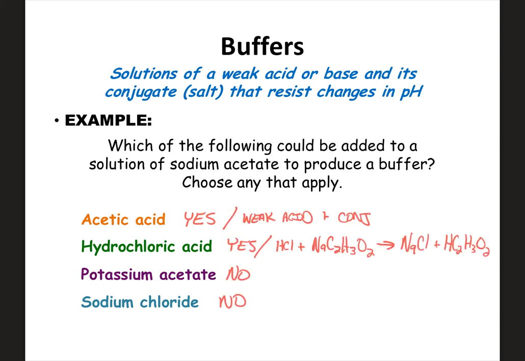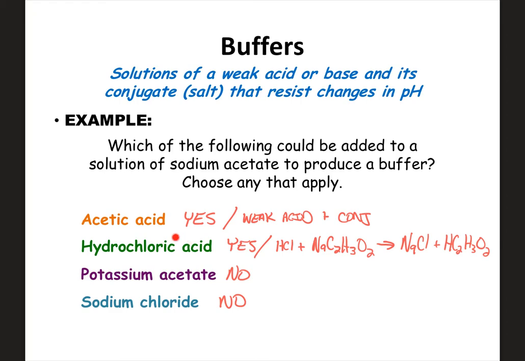Hopefully you realized here the first two would be able to produce a buffer and the last two would not. So the first one, the acetic acid, well, that's just the definition of a buffer, all right? Acetic acid is a weak acid. Its conjugate here would be the acetate, which is in sodium acetate. So that's the definition of a buffer. Weak acid in the presence of its conjugate, that forms a buffer.